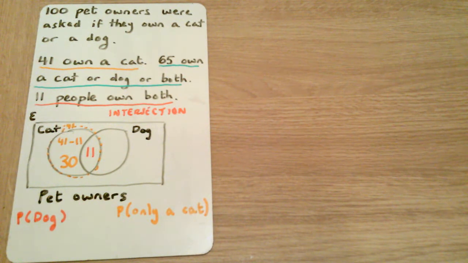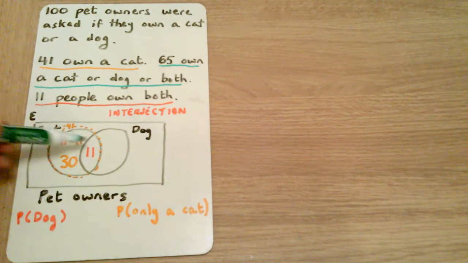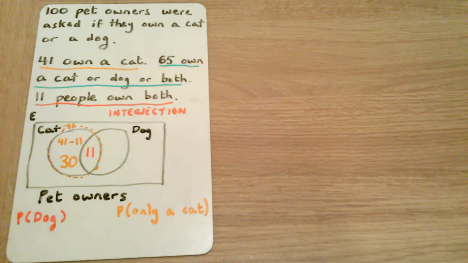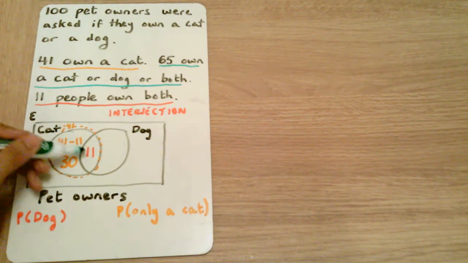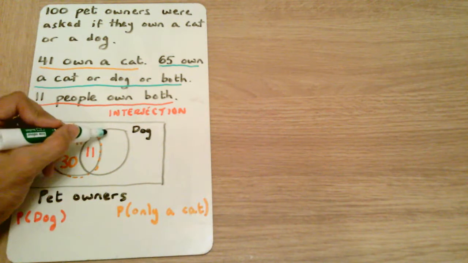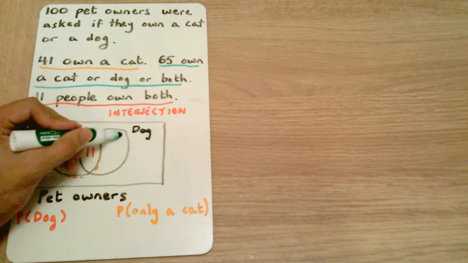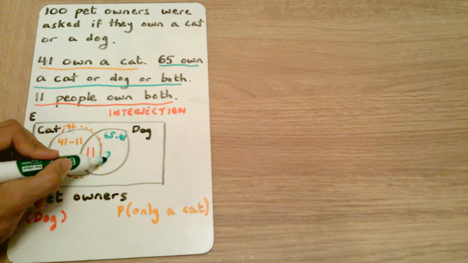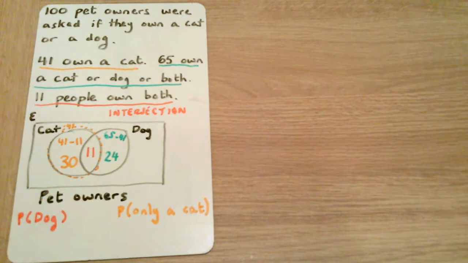Then the next piece of information we can use is the fact that 65 people own a cat or a dog or both. So all of these two circles need to add up to 65. Here we have 30 and 11 making 41. That means 65 take away the 41 gives us a value of 24. That means 24 people own just a dog. So we've filled in the inside bit of our Venn diagram.